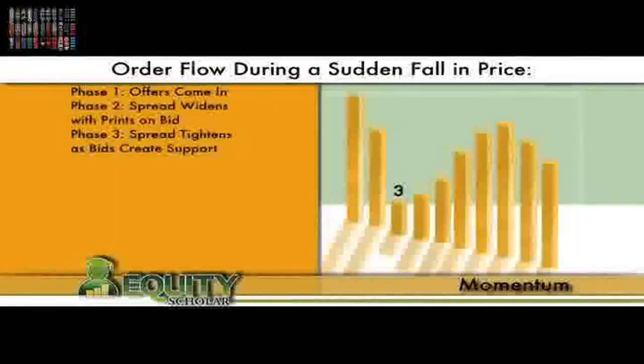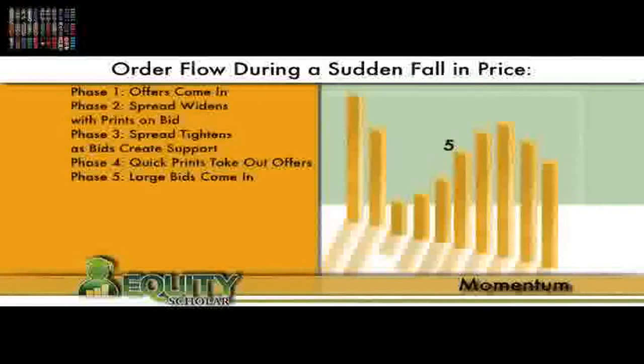In phase 3, the spread tightens with prints dramatically slowing down as bids hold, creating temporary support. In phase 4, quick prints on the tape, often large, significantly take out offers as many shorts cover their positions. In phase 5, large bids come in and begin stepping up in price, with the majority of the prints occurring on the offer.